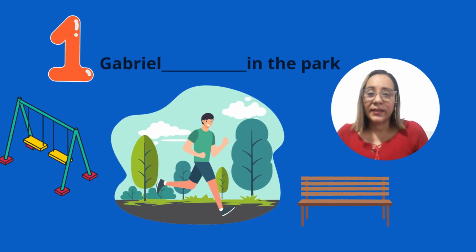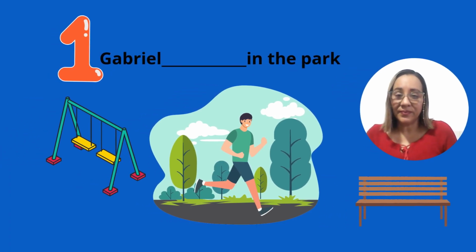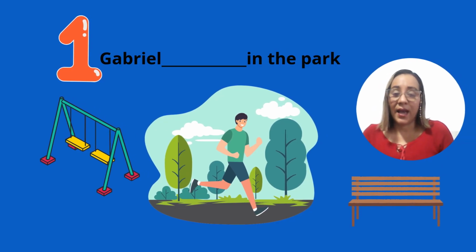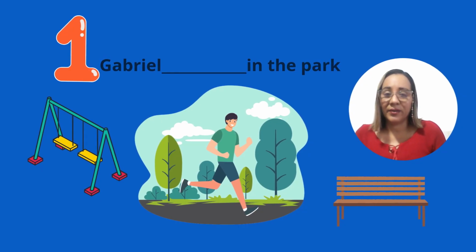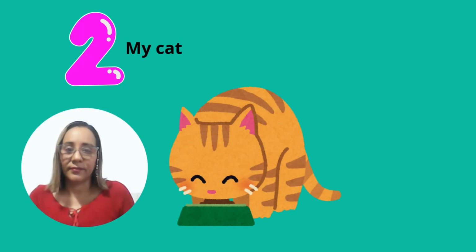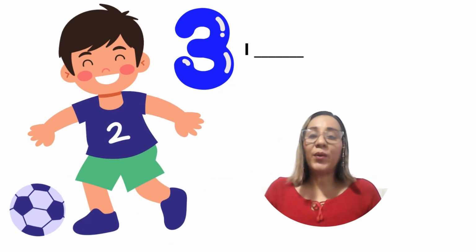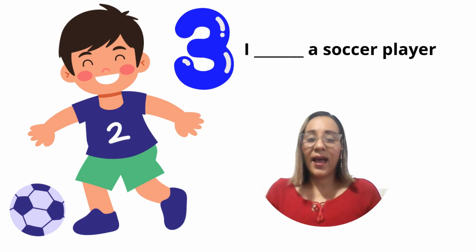Sentence number 1. Gabriel in the park. What is the correct form? Am, is, or are? Sentence number 2. My cat very hungry. What is the correct form? Am, is, or are? Sentence number 3. I a soccer player. What is the correct form? Am, is, or are?